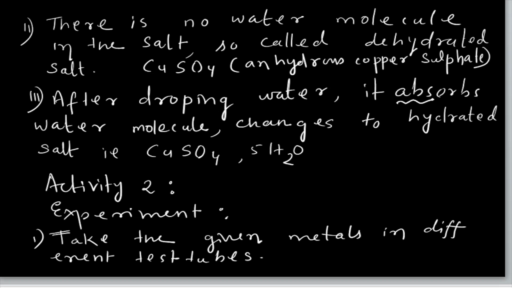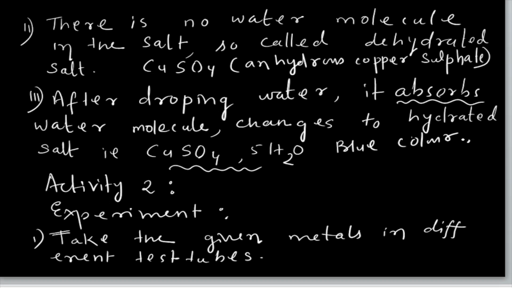It absorbs the water molecules and again changes from colorless to the hydrated salt, that is blue color. So what is the anhydrous form? Colorless. And what is the hydrated salt? That is copper sulfate with 5 molecules of water, blue color.